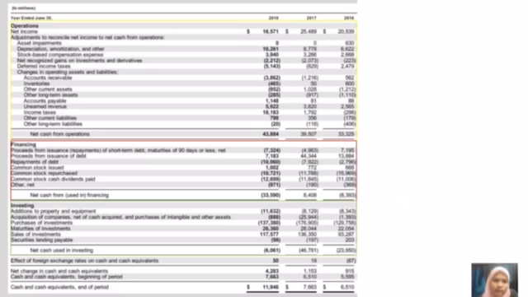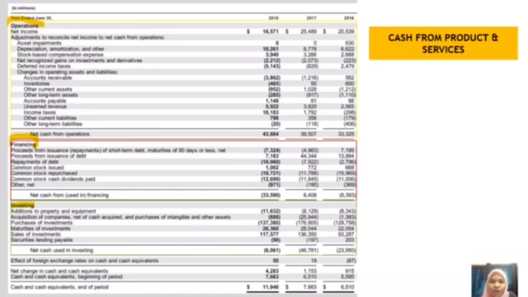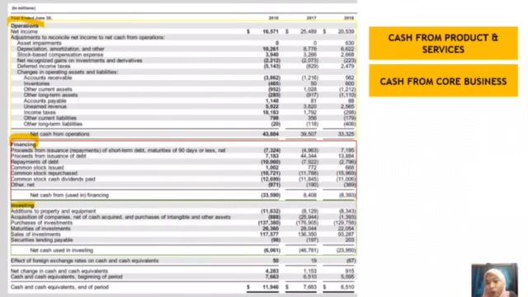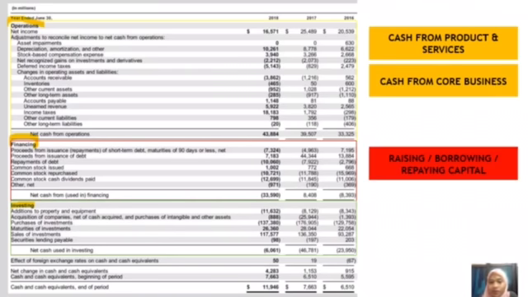So cash flow statements consist of operating, financing, and investing activities. For operating, this is the most important part because it shows us how much cash is generated by the actual operation of the business. It means that by selling the company's products and services, which is the cash from the core business. And then we have financing activities, which is this section summarizing cash transactions that involve raising, borrowing, and repaying capital.